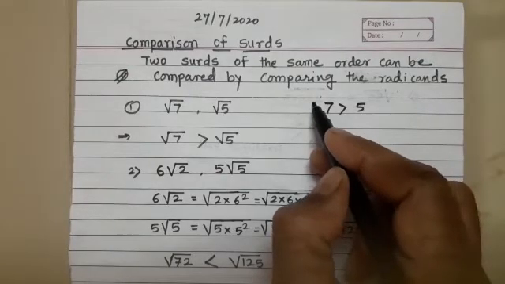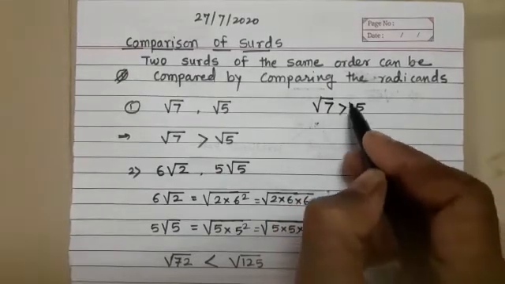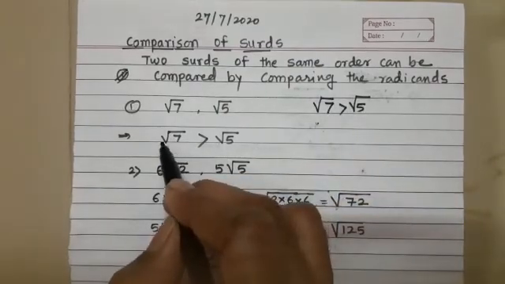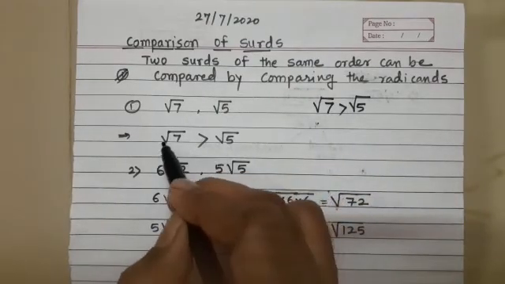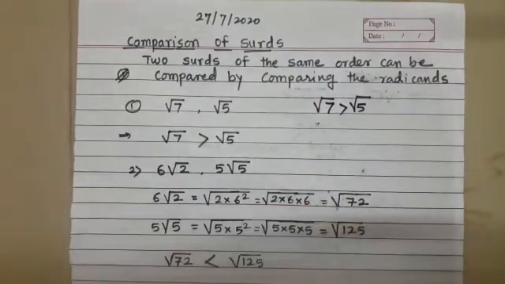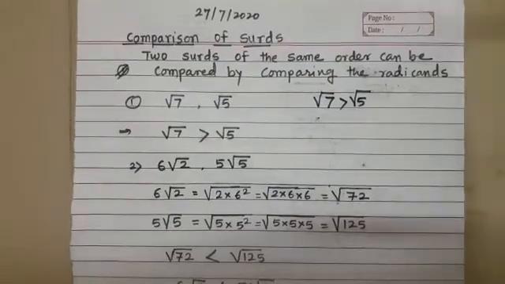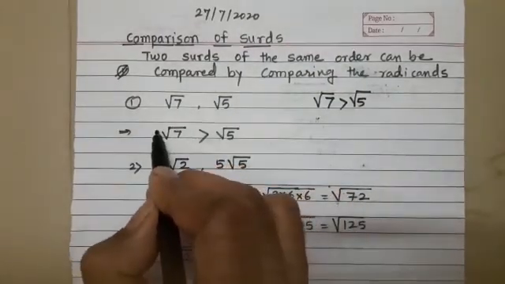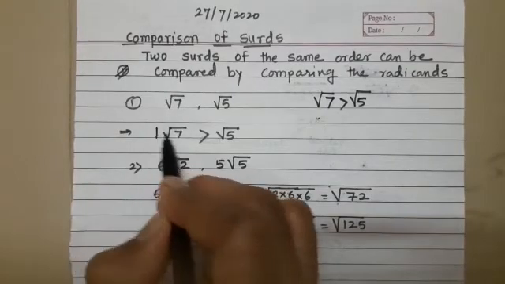That's why its square root is also greater than the square root of 5. So this surd is greater than this. That means square root of 7 is greater than square root of 5. First example, in which the rational parts are 1 only.